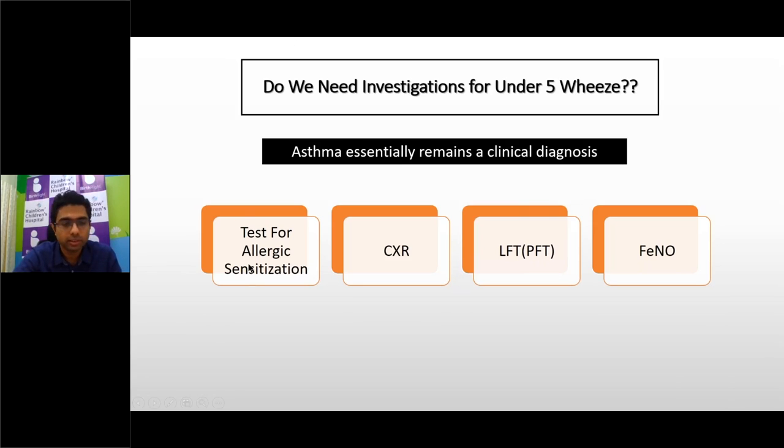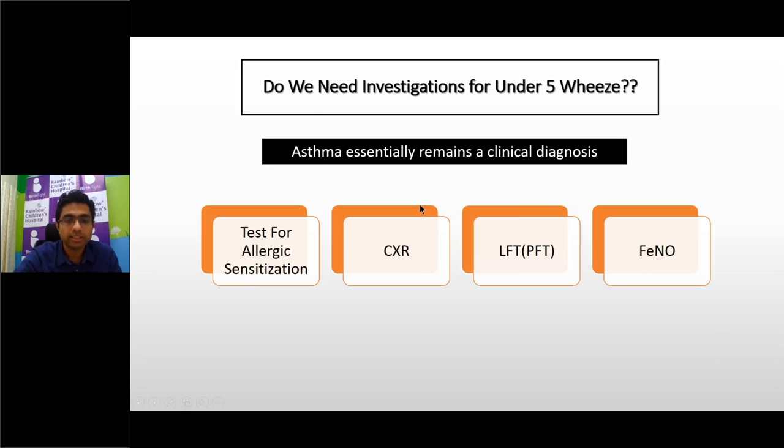The indications for these are whenever you have a wheeze which is difficult to control, or whenever there is a strong history of an environmental trigger, of an allergen, or whenever there is a wheeze with allergic rhinitis which is difficult to control, we can consider testing for allergic sensitization. Preferably, the allergic skin prick test is done for children beyond 3 years of age.